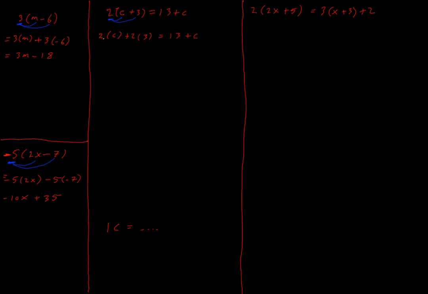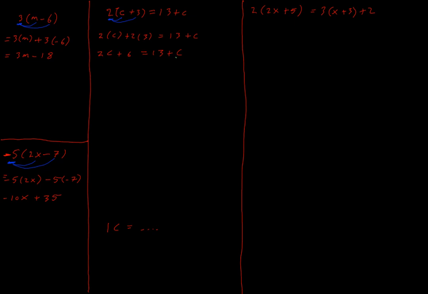Now I can multiply this out. I have 2 by c is going to give me 2c, and plus by plus is going to give me plus, 2 by 3 is going to give me 6, is equal to 13 plus c. And now we can see we're back to what we were dealing with the last day. So now we are going to be rearranging our equation so that we end up with 1c is equal to a number.